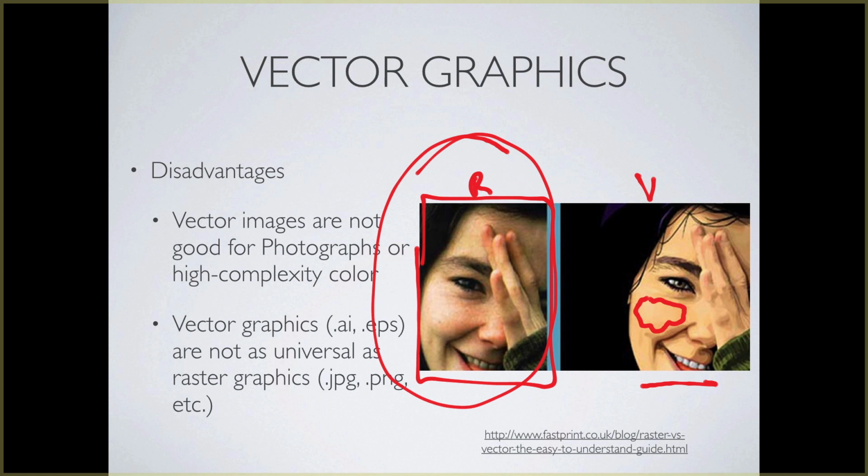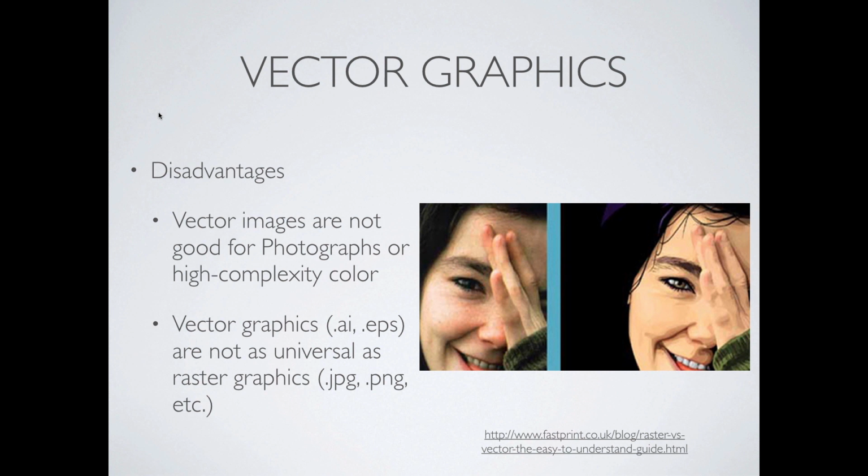So they're not as good for high complexity color, i.e. photographs, but they're also not as universal to work with. Generally, if you have a JPEG, you can open it anywhere. It's a very universal file. Every computer can open a JPEG. If you have an EPS file or Adobe Illustrator file, you're going to be stuck with one of the special programs that are going to open it. If you have an AutoCAD file, which is also, by the way, a vector graphic program, you have to have AutoCAD to open it. So it's kind of a specialty thing. Not quite so universal.